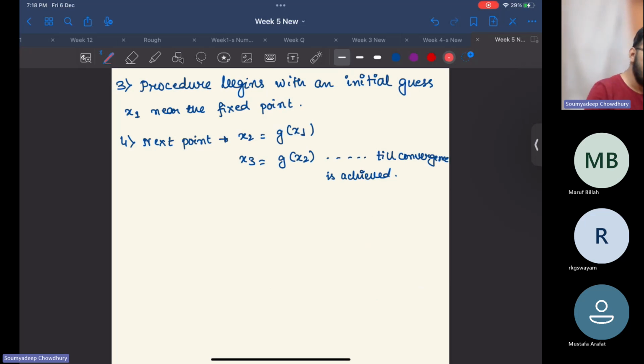So now there are many questions on this. This process is known as recasting. This process of reforming the equation f of x equals 0 as x equals g of x is basically called recasting.